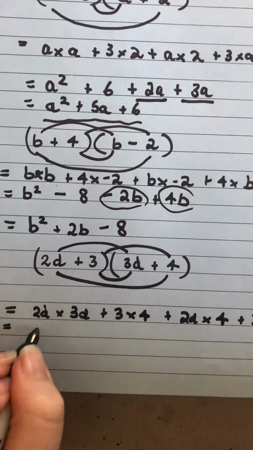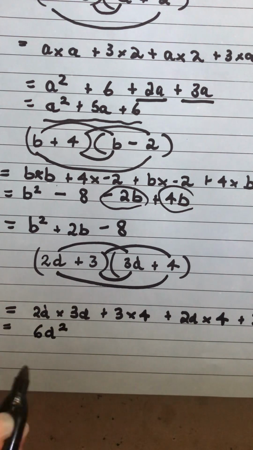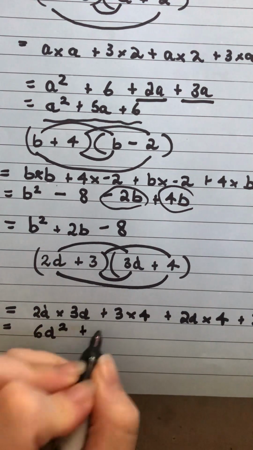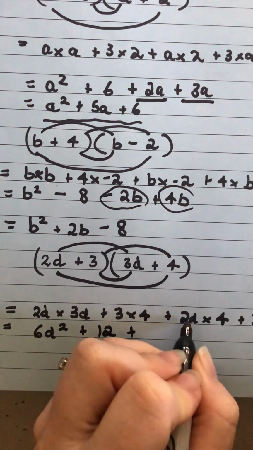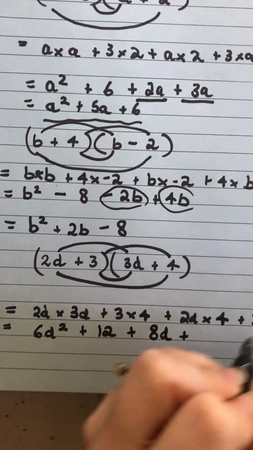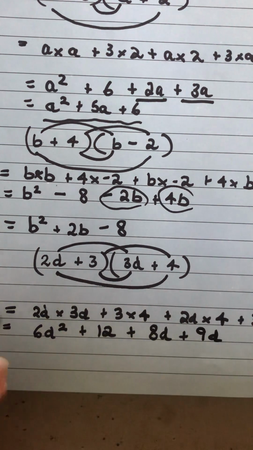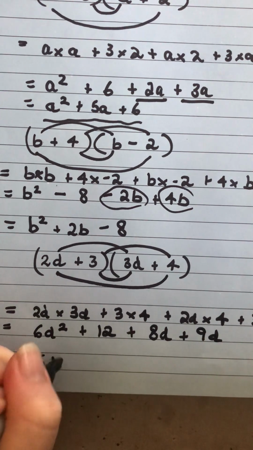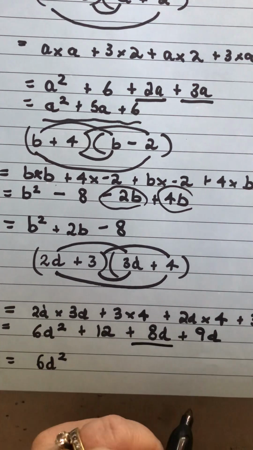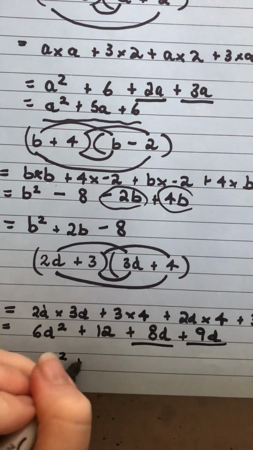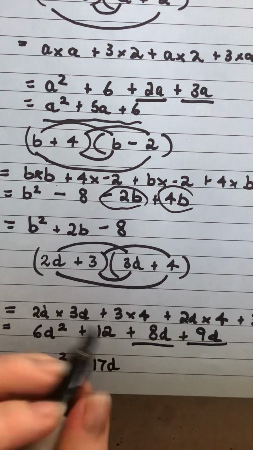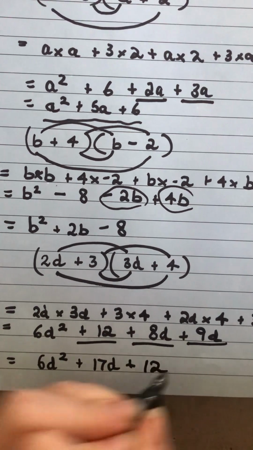2d times 3d means I've got 6d squared. So that's the difference between the previous ones that we did. Then we've got 3 times 4 is 12. 2d times 4 is 8d, and 3 times 3d is 9d. So when I collect my like terms, I get 6d squared to start with. I've got plus 8d plus 9d, which is going to be plus 17d, and then I have the plus 12 on the end.